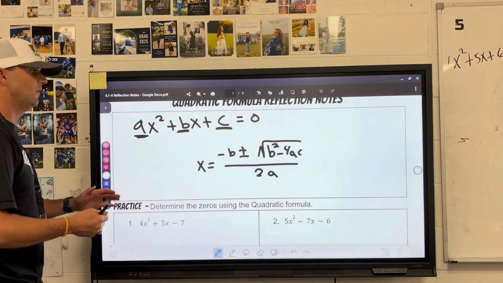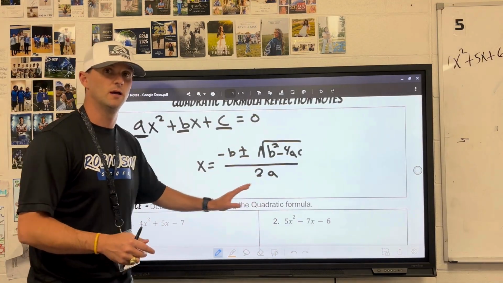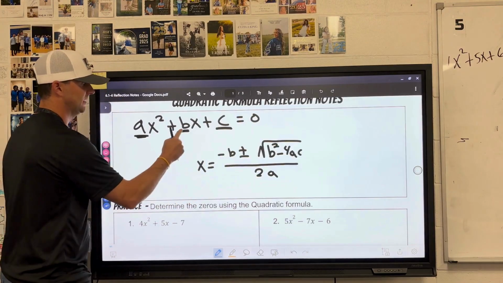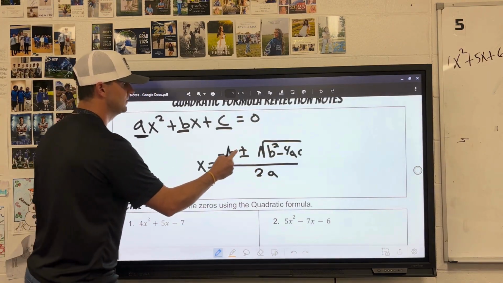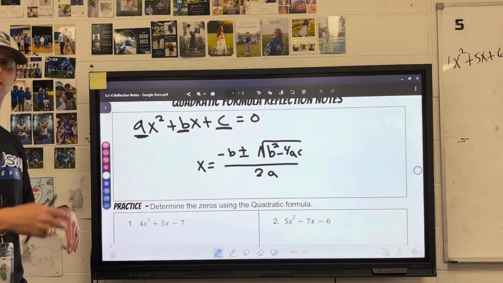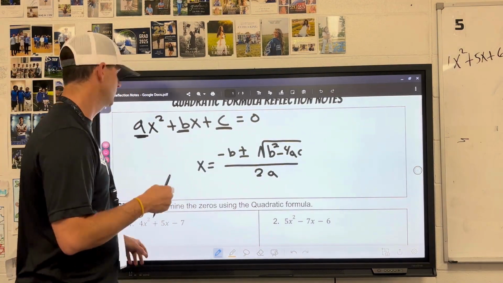The way that we use the quadratic formula is I'm literally going to take the a and stick it in for the a's, take the b and plug it in for the b's, and take the c and plug it into the c's. Then I'm going to solve it, and it's going to give me my 2 solutions. So let's go ahead and jump to our examples.